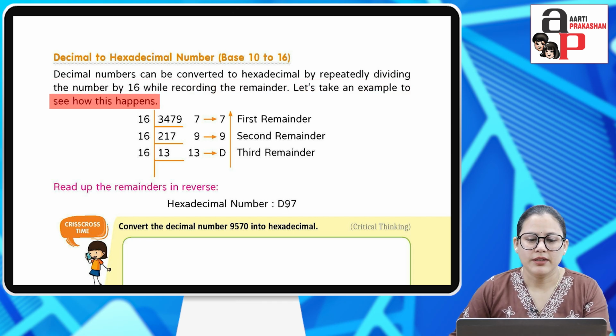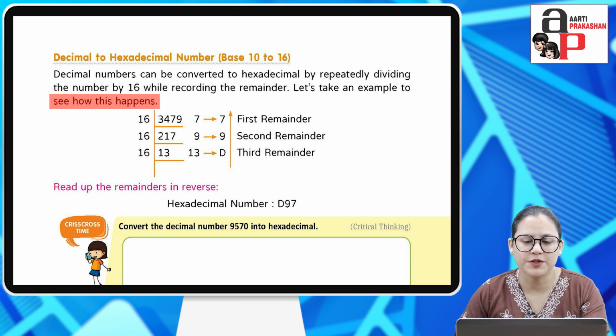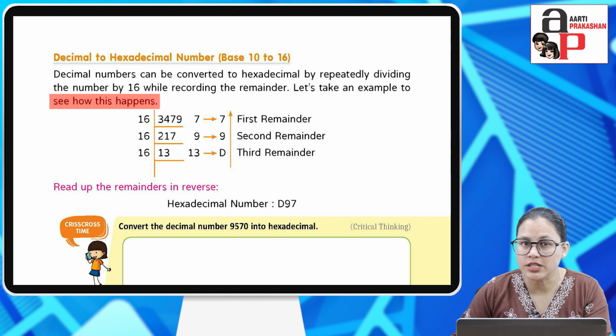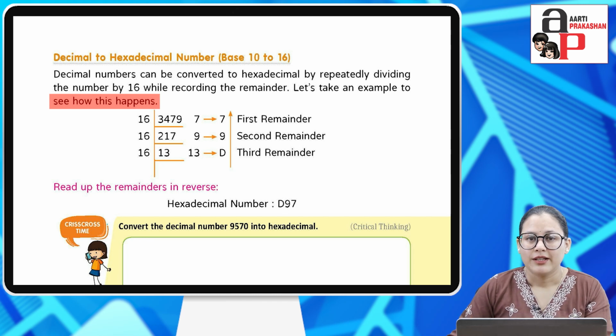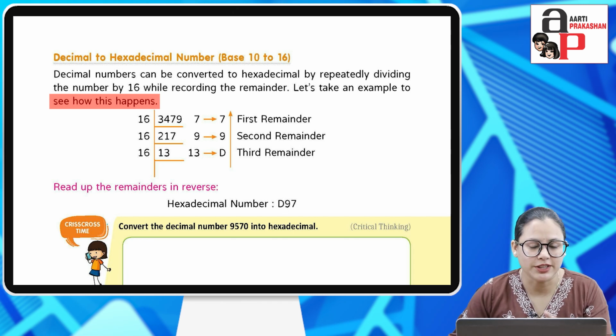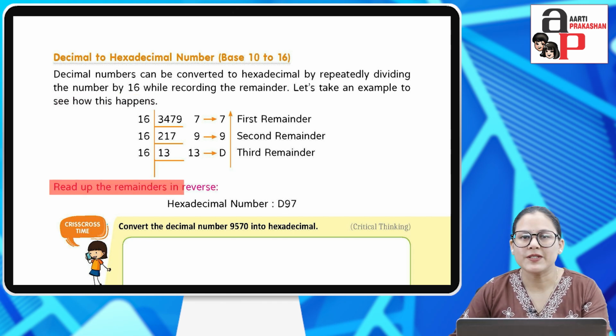So the number is 3479. So there are 3 remainders. First remainder is 7, second is 9, and third one is 13. But we will not write 13. Okay, the value of D is 13. So that's why we'll write D here instead of 13, right? Now read the remainders in reverse. So D97. Okay.